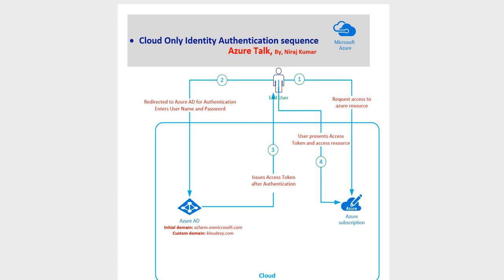I have a question. When all this transaction is going on, what kind of protocol is being used? It uses SAML. Okay, it's SAML. Yeah, SAML is the cloud protocol, you can say. So in the cloud, we use SAML for any kind of authentication. It's Security Assertion Markup Language, and they have different versions. Azure AD supports SAML 2. Okay, thank you.